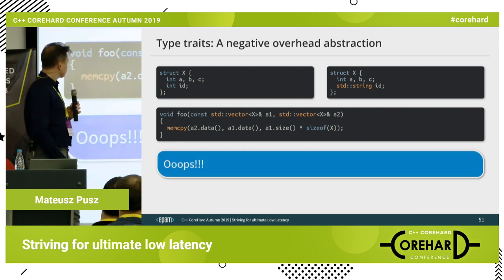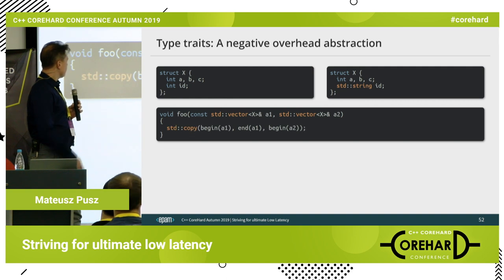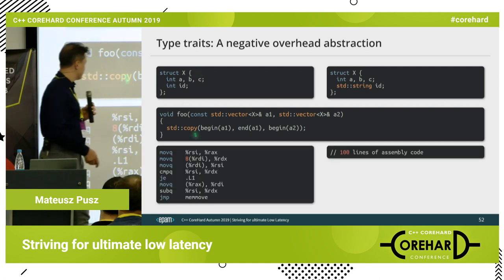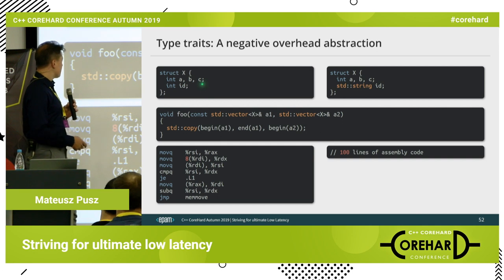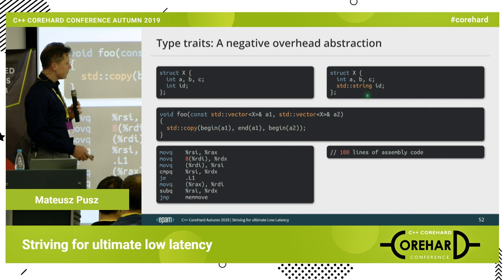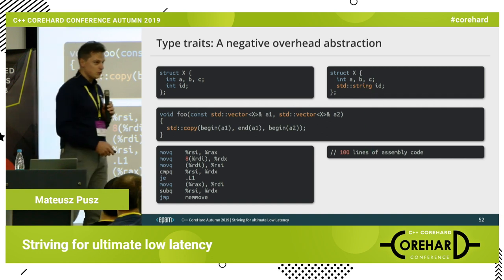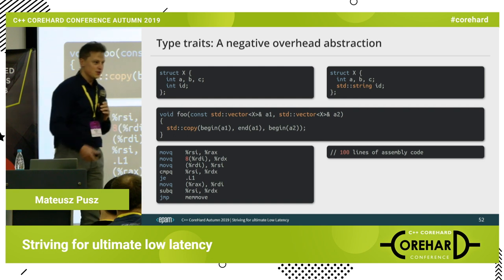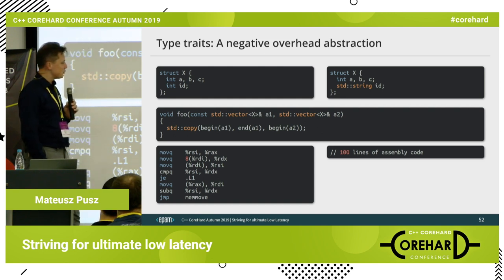So, use std::copy for this one. std::copy provides you negative overhead abstraction. It will know in both cases what to do. If it can do a memcpy, it will do memcpy for you, as you can see here. If it cannot, it will just use the copy constructor and do the same thing for you, because it also uses this compile time dispatch that we've seen on previous slides.